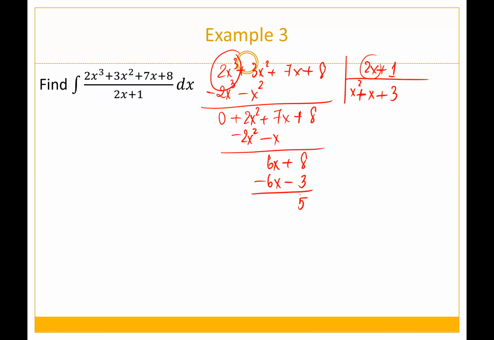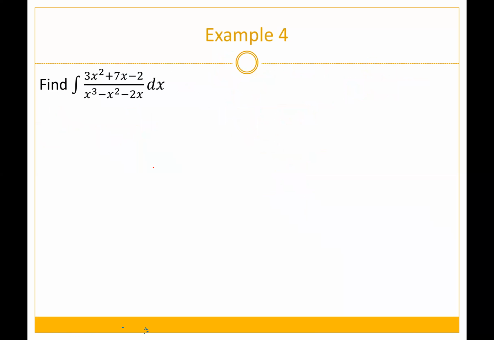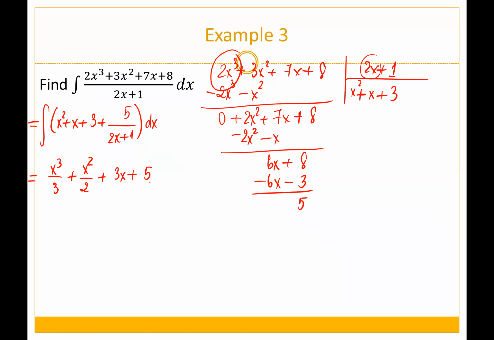Now this is power 0 and this is power 1, and so that's the end of our long division. This long division is now equal to the integral of x^2 plus x plus 3 plus 5 over 2x plus 1 dx. And so this is a very easy integral for us to do, so I'm just going to do it quickly. x^3 over 3 plus x^2 over 2 plus 3x plus 5 over 2 ln of 2x plus 1 plus C.